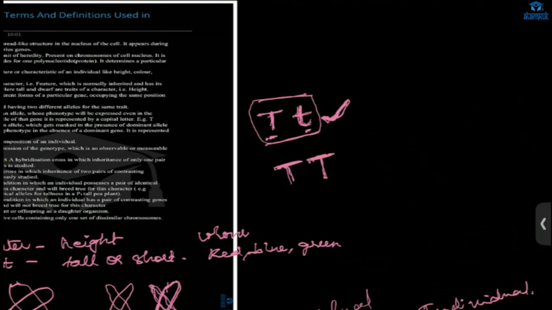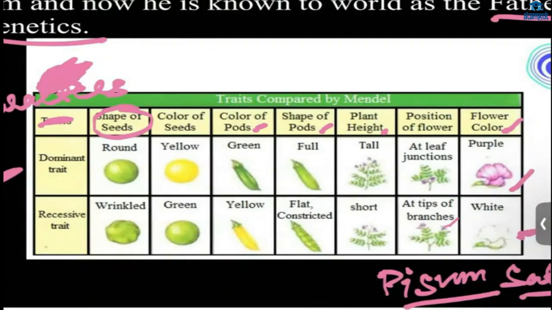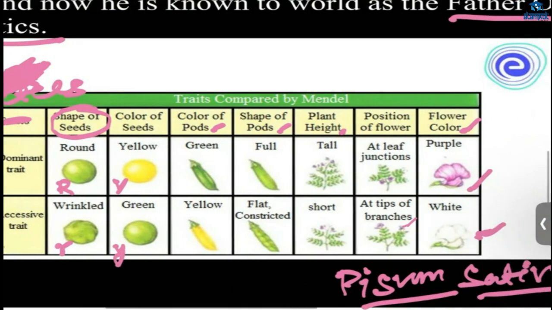You have seen here that for dominant traits, the allele is given as a capital letter. For round, capital R. Wrinkled, small r. Yellow, capital Y. Green, small y. It is like this. Got it? And here, for tall, capital T, small t.